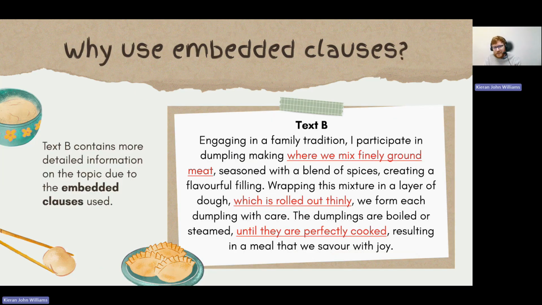So here, you can see the embedded clauses clearly marked from text B. So look at phrases such as where we mix finely ground meat and which is rolled out thinly. Each of these clauses adds essential detail and helps the reader understand the process more clearly. Embedded clauses sit inside the main sentence like small pockets of information, enriching the meaning and allowing us to pack more detail into a single thought. Okay.